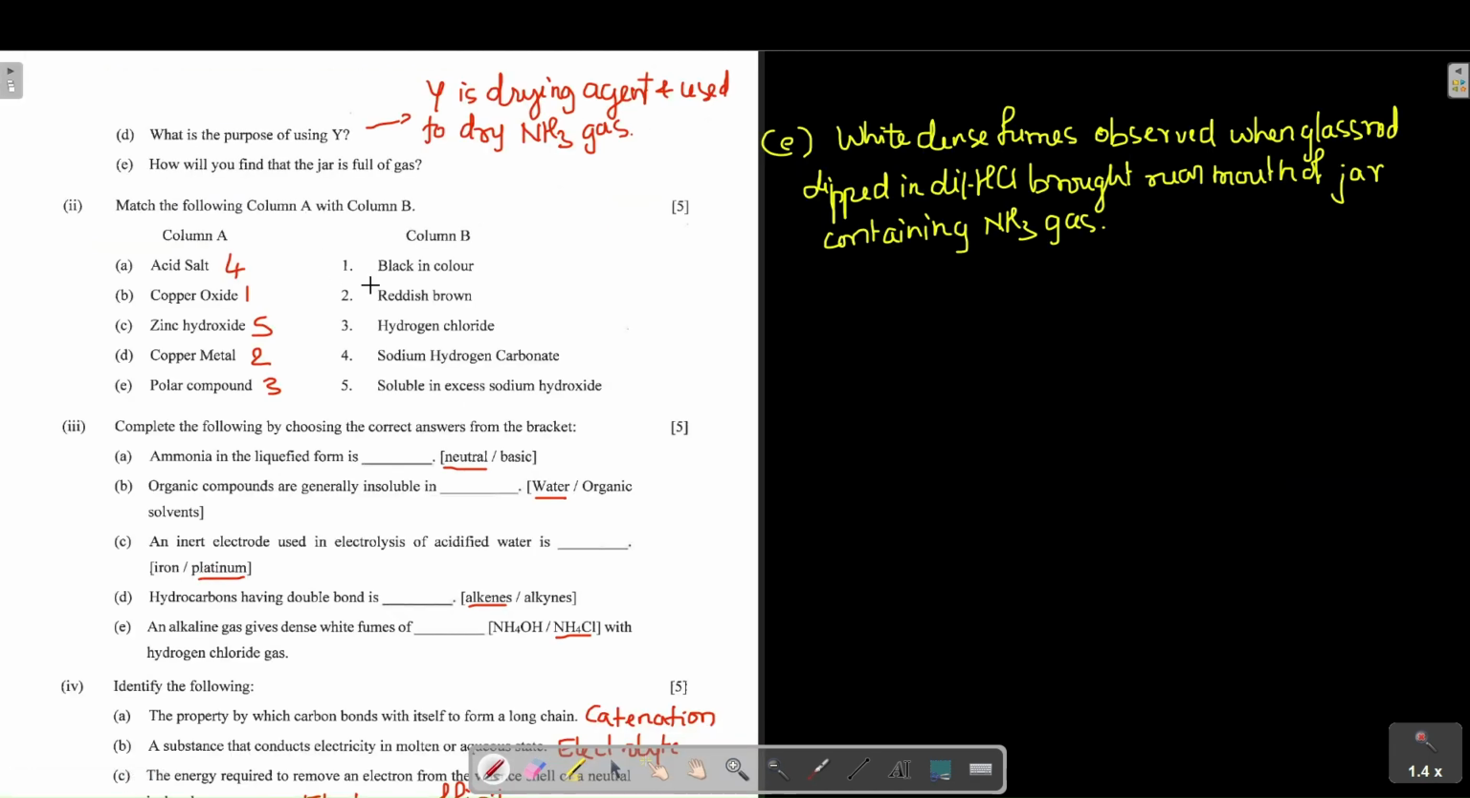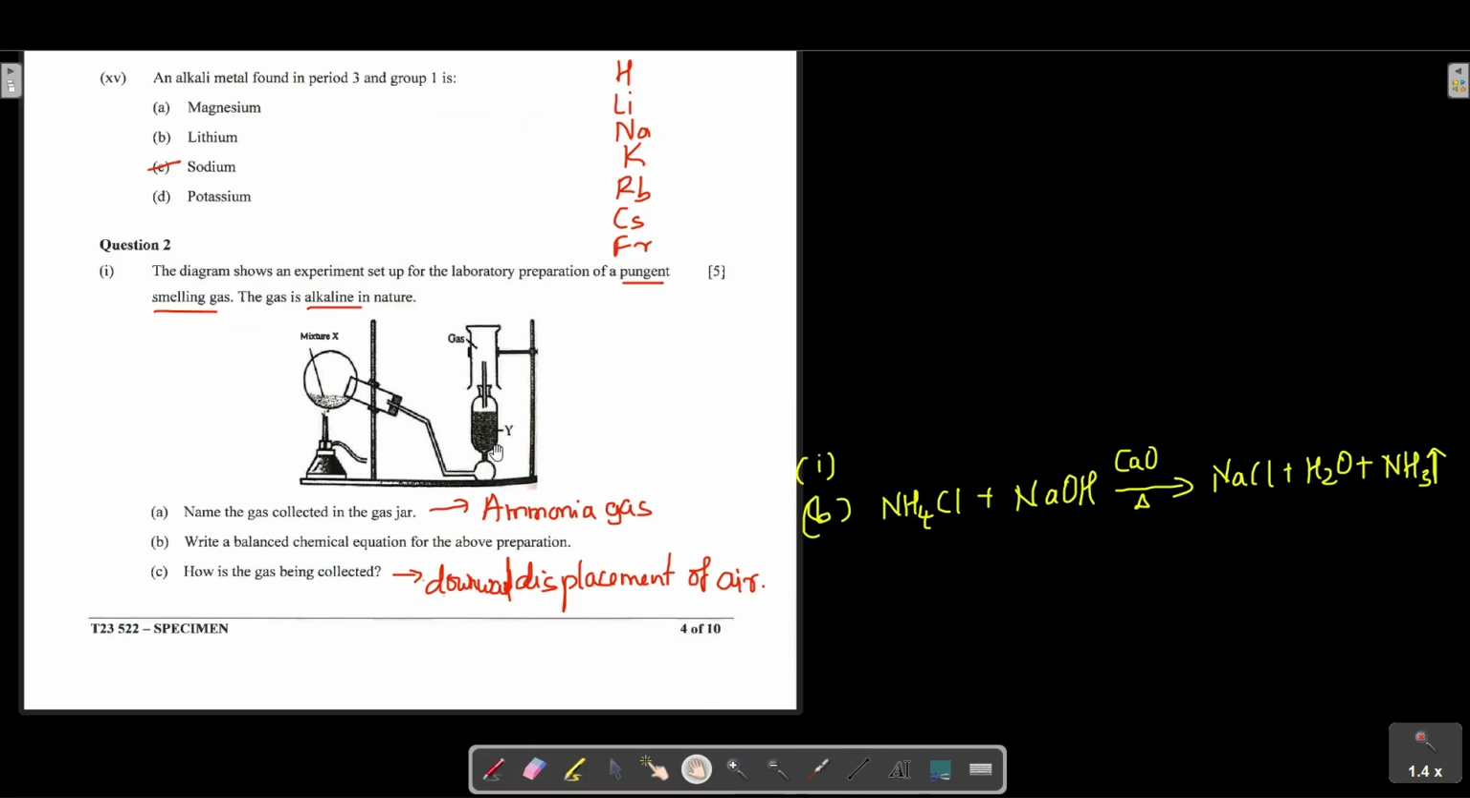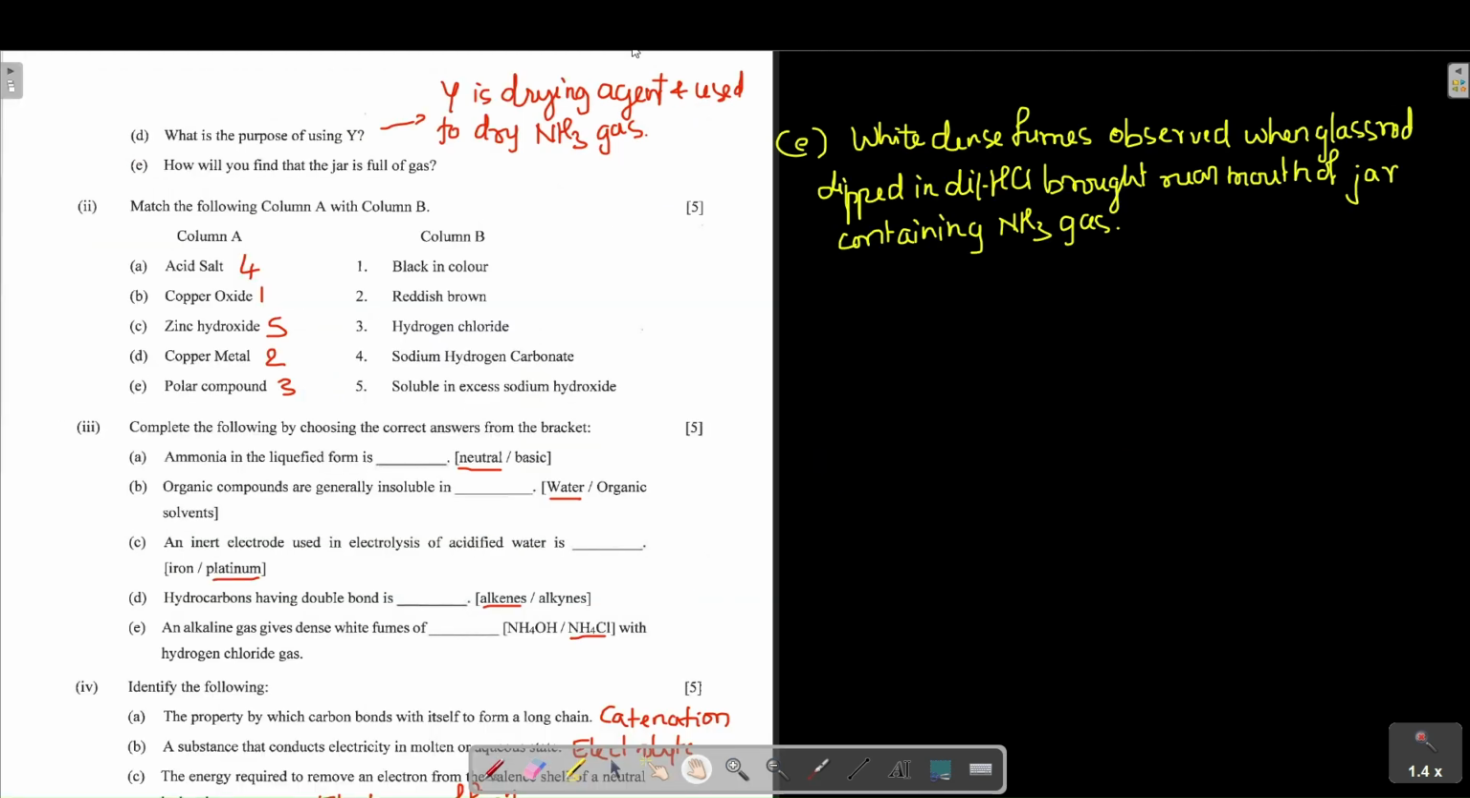Next question, what is the purpose of using Y? If you see here, Y is this, so it should be a drying agent. What is the purpose of using the drying agent? It is to dry the ammonia gas. You can also write to remove the moisture from the ammonia gas.